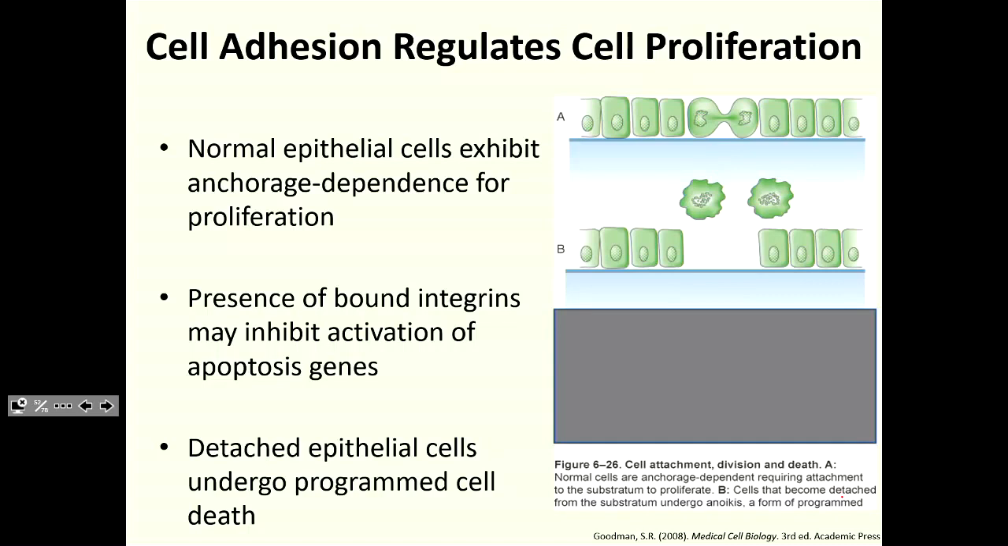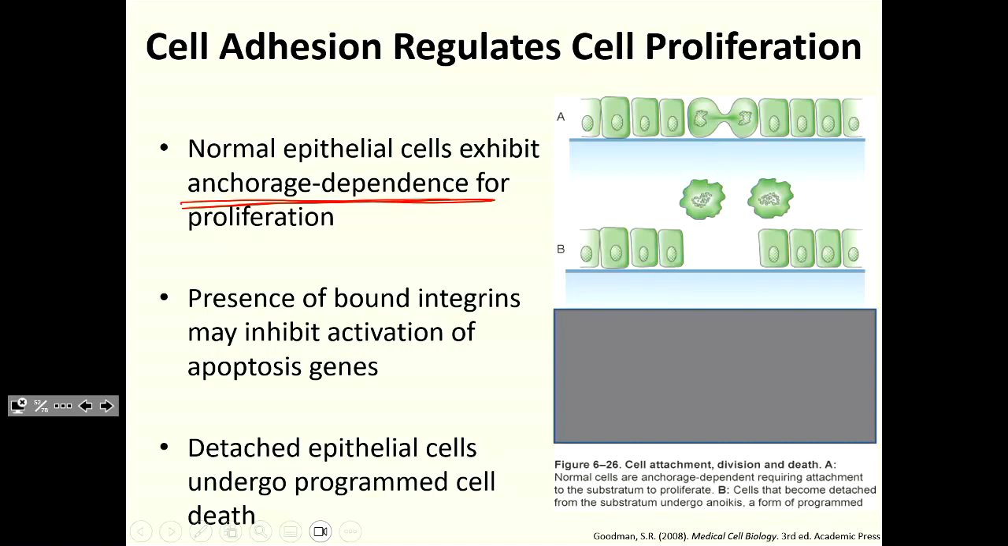Okay, so what do we have up here? So the fancy terms. Normal epithelial cells exhibit anchorage dependence. What does that mean? Just as I said, they have to stay anchored. And that is a requirement of epithelial cells. So that's what that first point is saying.